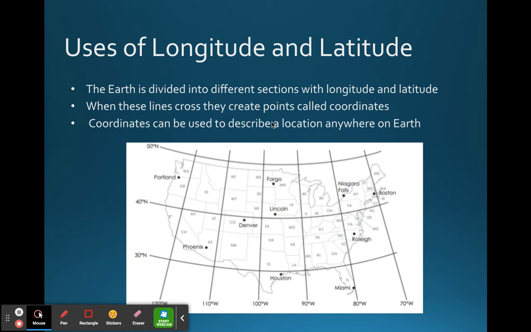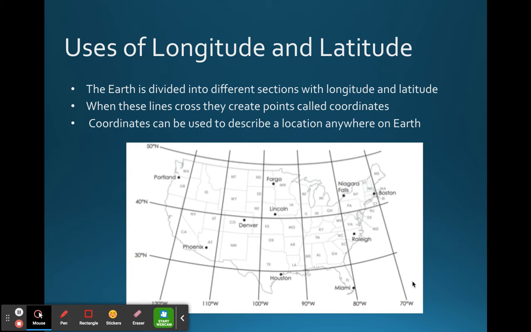And so the way that we use longitude and latitude is that we can use both of those numbers to define where something is on Earth. The Earth is divided into different sections with longitude and latitude lines. Where these lines cross, they create points called coordinates. Just like we have an XY coordinate, and if you give the X and Y, you can define a point, if we give the latitude and longitude, then we can define a location. So we can use coordinates to describe a location anywhere on Earth.